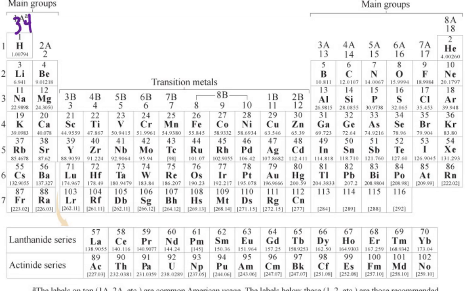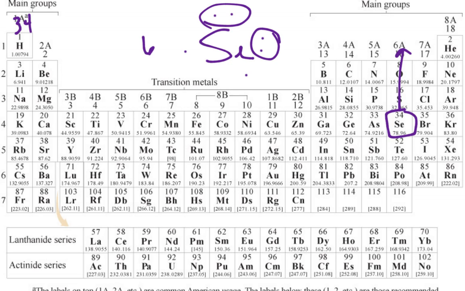Number 34. How many lone pairs does selenium have? Selenium is right here. So it has 6 valence electrons. So we go selenium 1, 2, 3, 4, 5, 6, and we have 2 lone pairs in selenium, so it will bond twice to something else.